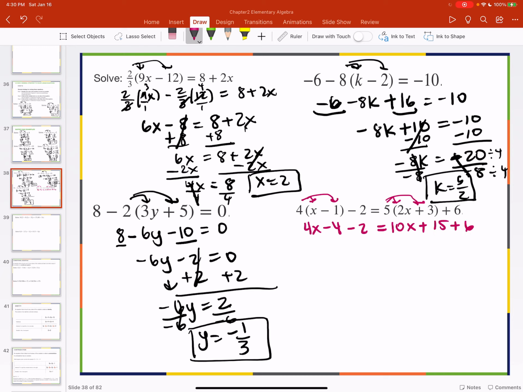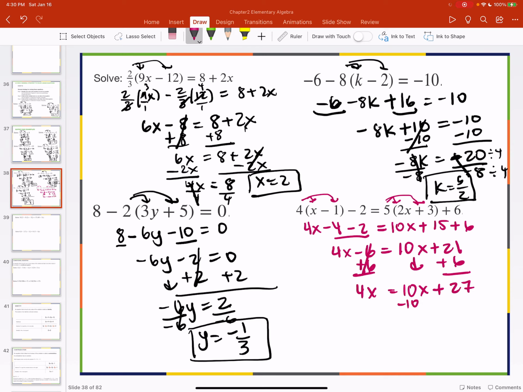So now I have this equation. So let's go ahead and combine like terms on either side. So we get 4x minus 6 is equal to 10x. And then we have 15 plus 6 is 21. So I want to move the variables on one side and the constants on the other. So what I'm going to do is I'm just going to move the constants over here. And I'm going to get 4x is equal to 10x plus, and then 21 plus 6 is 27.